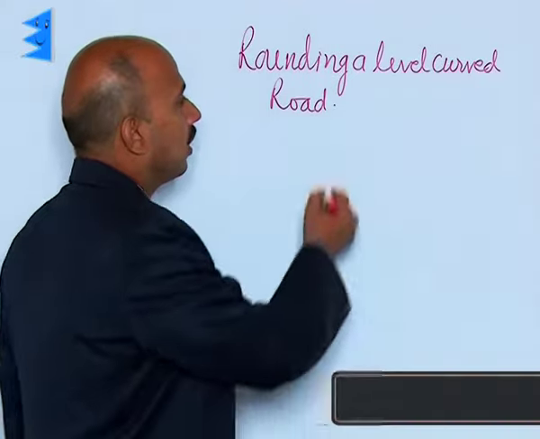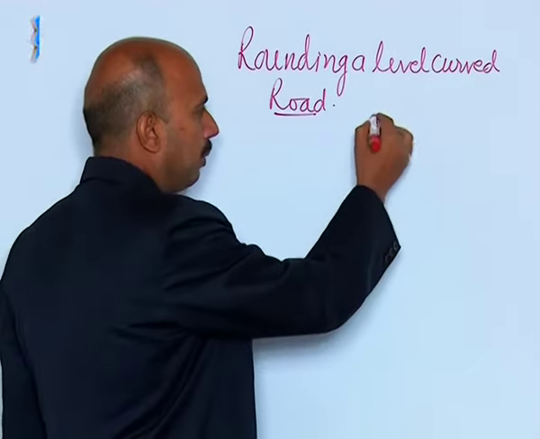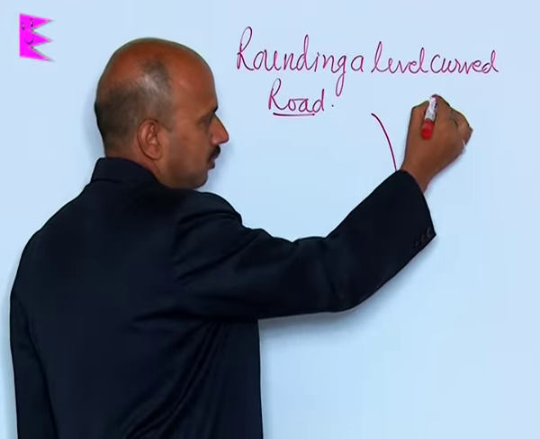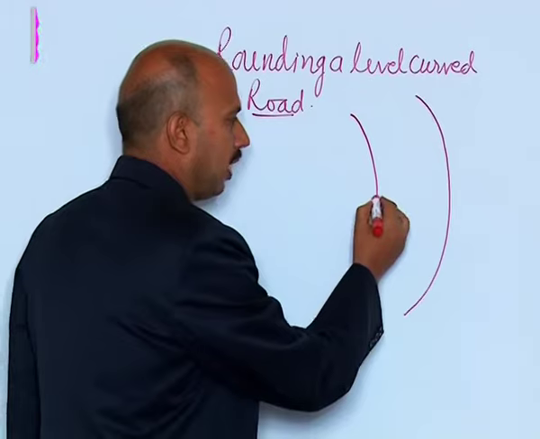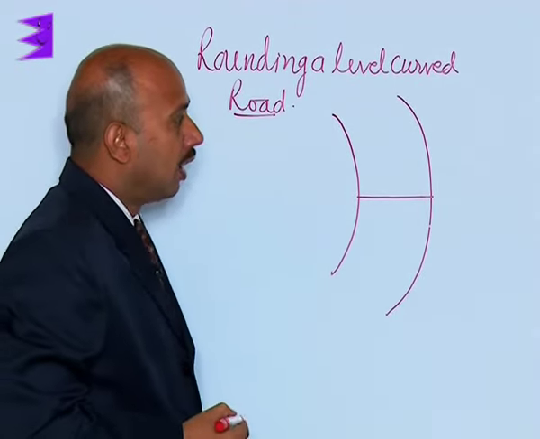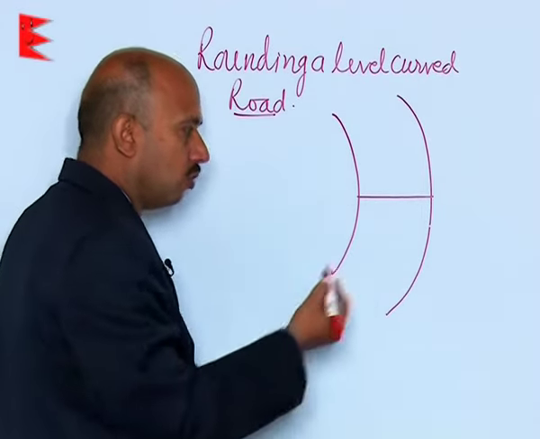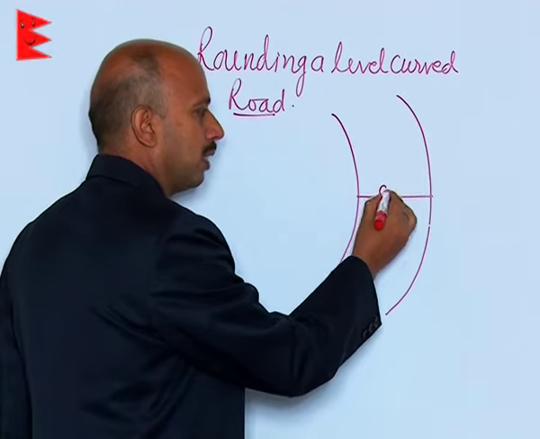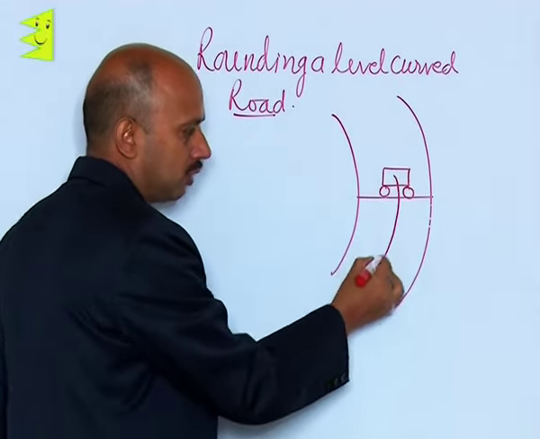Now see, rounding a level curved road. Suppose you have taken a road, I am taking like this, this is the plain curved road. I have taken part of the road here like this. A car is moving in this path, taking the turn. So I will take the symbol of the car like this. This is the car, which is going along this path.